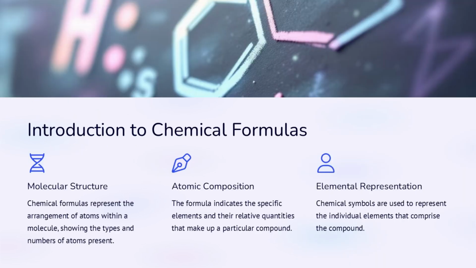Chemical formulas provide a concise way to represent the molecular structure and atomic composition of a compound. They show the types and numbers of atoms present, indicating the specific elements that make up the compound. The formula uses chemical symbols to represent the individual elements in the compound. Understanding chemical formulas is crucial for studying the properties and behavior of different substances. Formulas allow us to communicate the composition of a compound in a clear and standardized way.